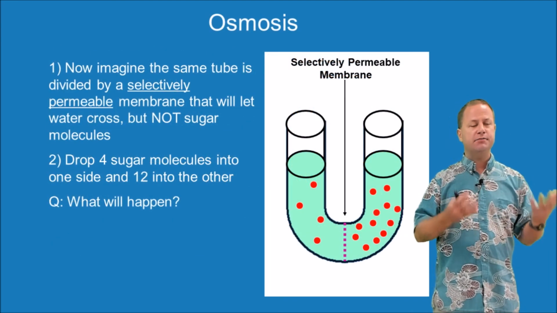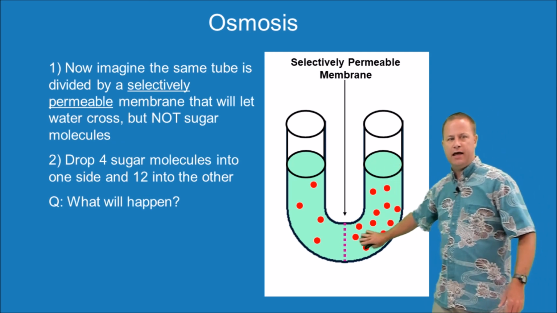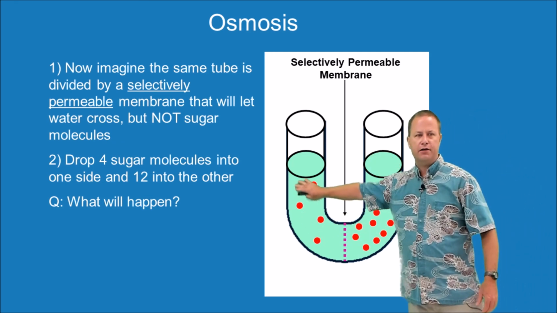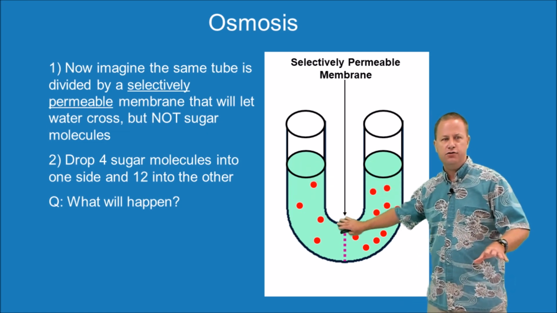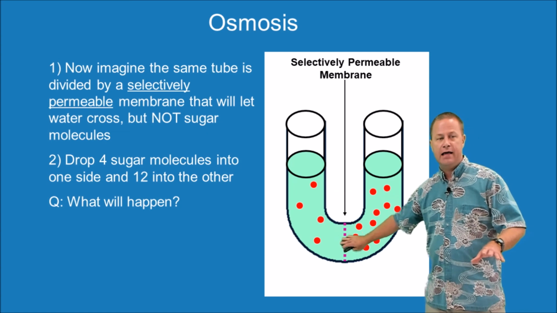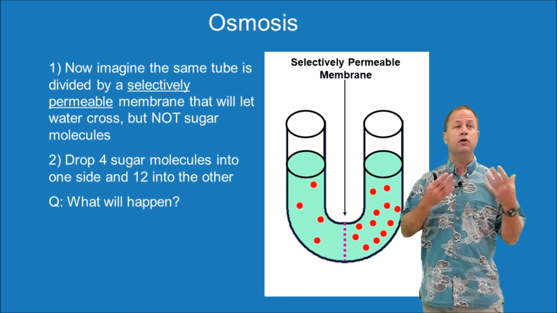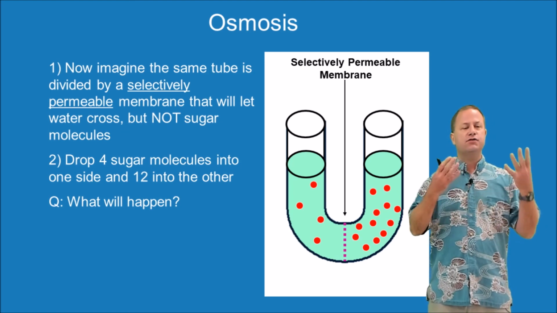Okay, so here's the same scenario we talked about just a few minutes ago. We have our U-shaped tube here, and we have 12 sugar molecules on this right side and 4 sugar molecules on this left side. The only difference now is we've separated this tube with a semi-permeable membrane, and I'm going to tell you this semi-permeable membrane will allow water to cross, but it will not allow our sugar molecules to cross. So the question is, what is going to happen?